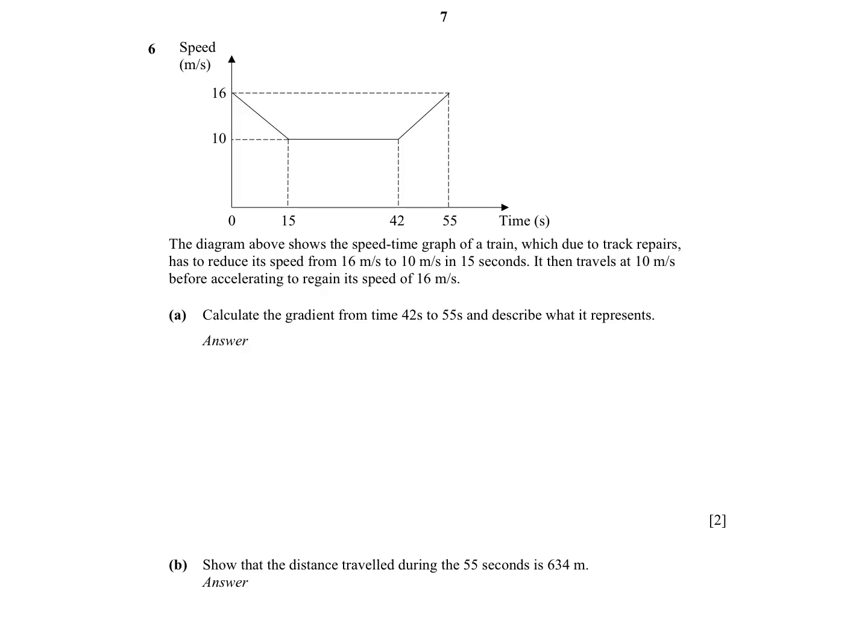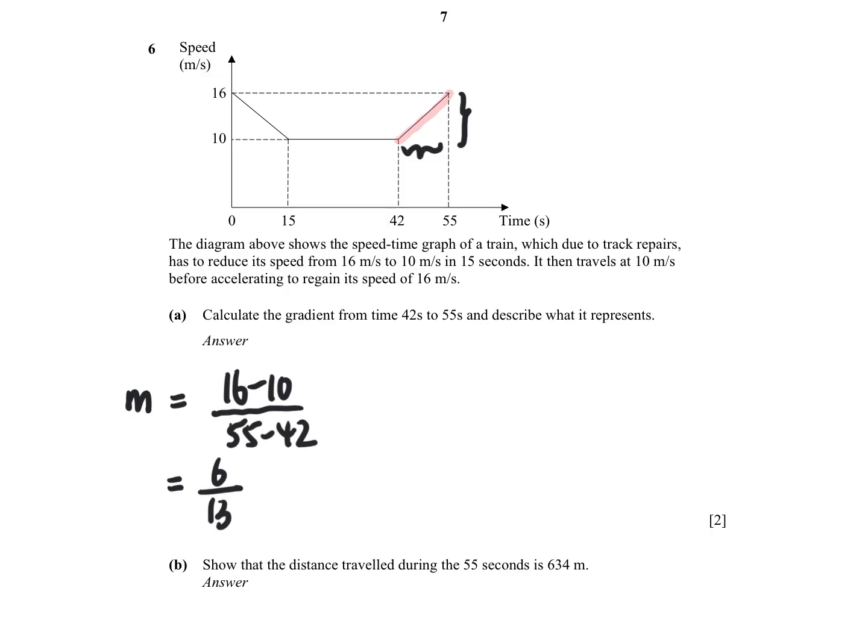Okay, speed time graph. So it says this is a speed time graph of a train, and then the speed reduces from 16 to 10, and then travels for 10, and then accelerates to regain its speed of 16. So calculate the gradient in the last few seconds from 42 to 55. So what you will do is remember the rise. So the rise is 16 minus 10. And then the run here is 55 minus 42. So the gradient that you are finding, what's the value? 6 out of what? 13. So not a nice answer, but you just leave it like this.